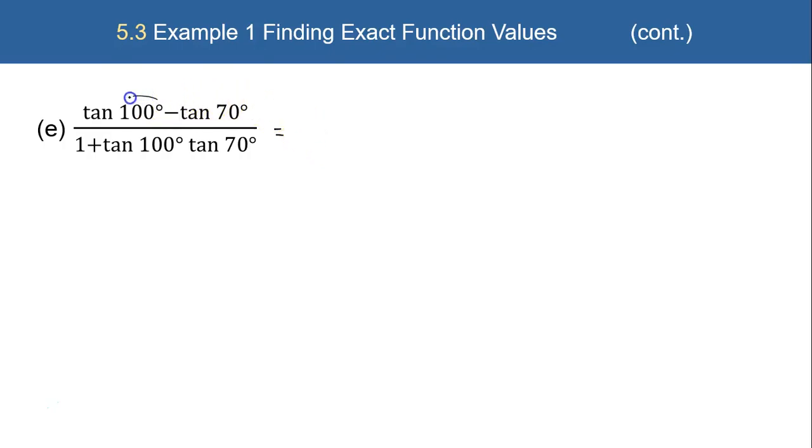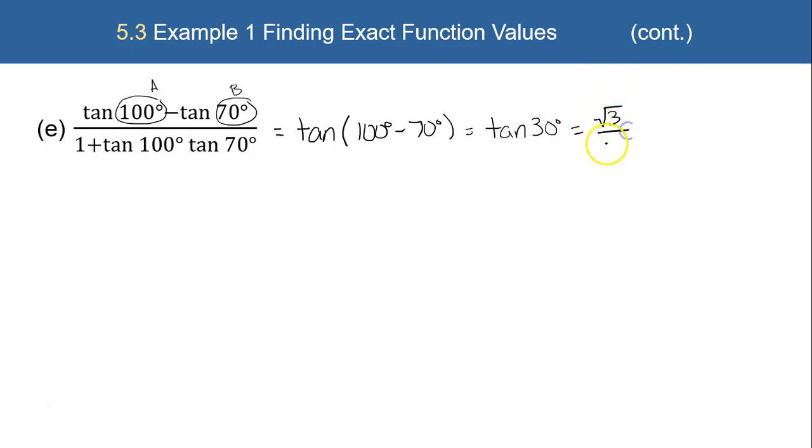And this is, let's call this our angle A. And this here, let's call it our angle B. And for our difference identity for tangent, I'm going to say 100 degrees minus 70 degrees, which is equal to tangent of 30 degrees. And we know tangent of 30 degrees is the square root of 3 over 3. And we are done.